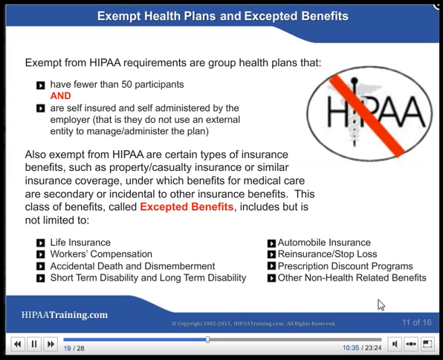This class of benefits, called accepted benefits, includes but is not limited to life insurance, workers' compensation, accidental death and dismemberment, short-term disability and long-term disability, automobile insurance, reinsurance or stop-loss, prescription discount programs, other non-health related benefits.